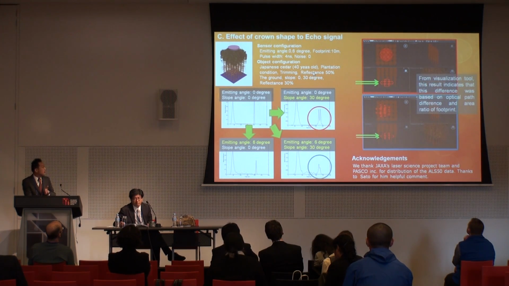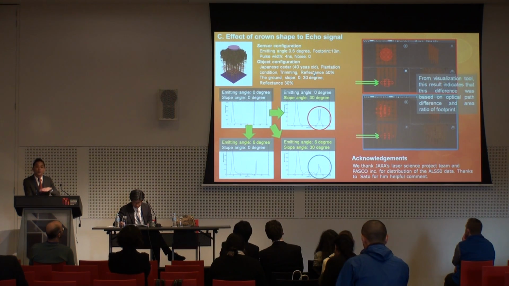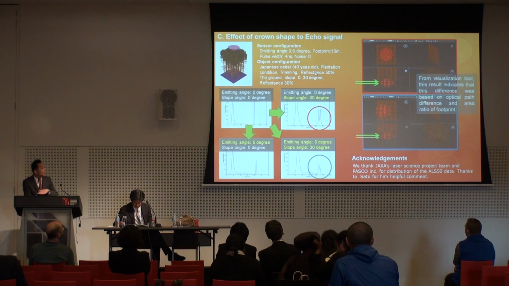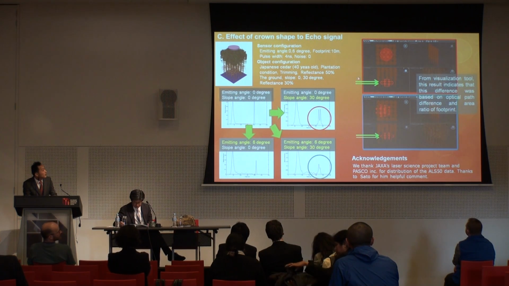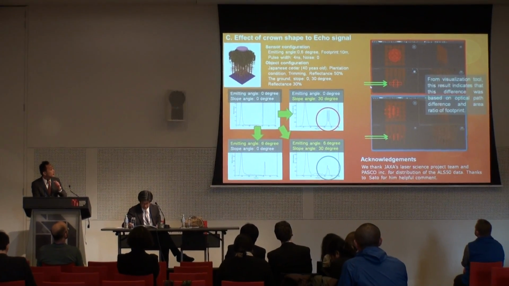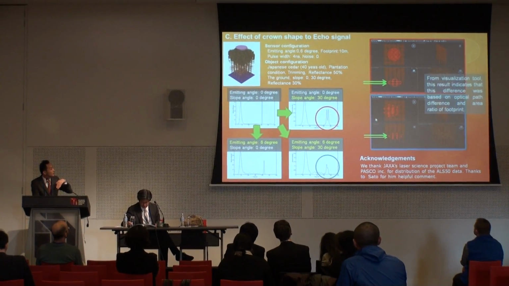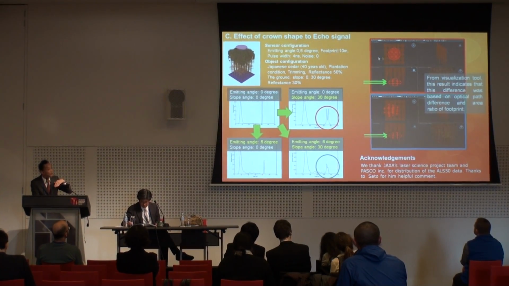Another result is to check the effect of both the sensor configuration and ground conditions. So you can see here, this is the visualization tool. There is one difference, that is the emitting angle. So you can see here, the shape is different.